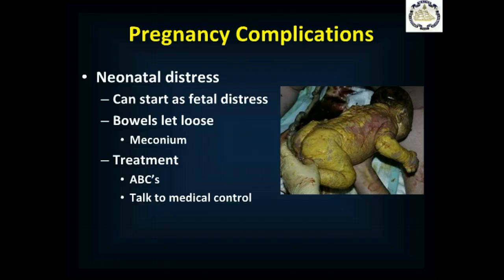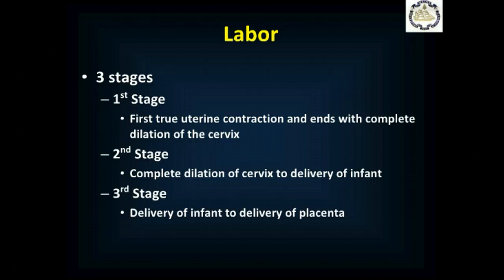Alright, now let's switch to labor. Labor is a three-stage affair. The first stage occurs with the first true uterine contraction, and women can have false contractions long before they have their first true contraction. But in the true contractions, their body is gearing up to deliver this baby. And it ends when the cervix, which is the bottommost part of the uterus, essentially, that protrudes into the vagina, completely dilates up to about 10 centimeters so the baby can fit through.